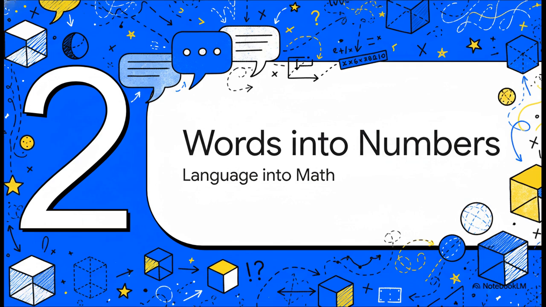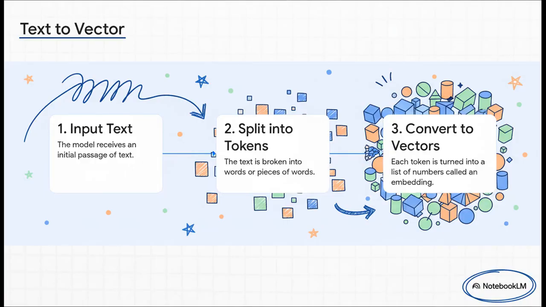Well, first, it has to translate our very human language into the only language it truly understands: mathematics. This translation happens in 3 basic steps. First, you take the input text and break it down into smaller bits called tokens. Think of them as words or sometimes even parts of words. Then, each and every one of those tokens gets converted into a long, long list of numbers. We call this a vector, and this whole critical step is known as embedding.